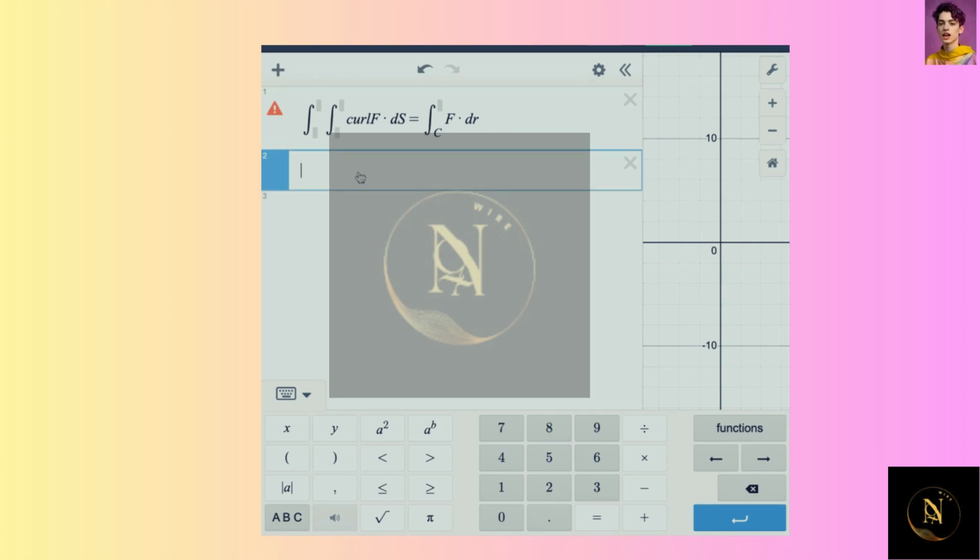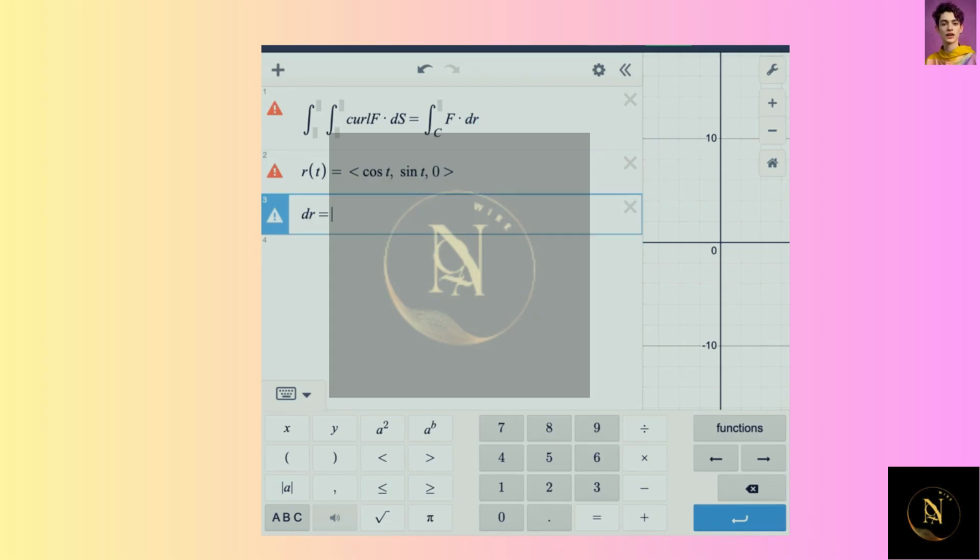So we know that the boundary of the surface is the circle x squared plus y squared equals 1, but it'll be easiest for us to parametrize this. So that'll be that r of t is equal to the vector cosine t, sine t, 0. And then we have to find dr. So dr will be negative sine t, cosine t, 0.